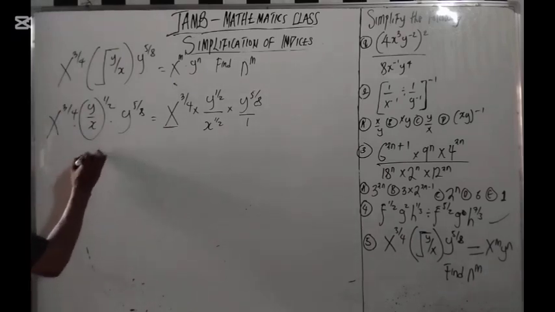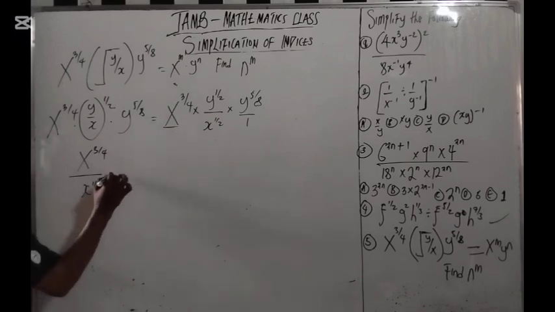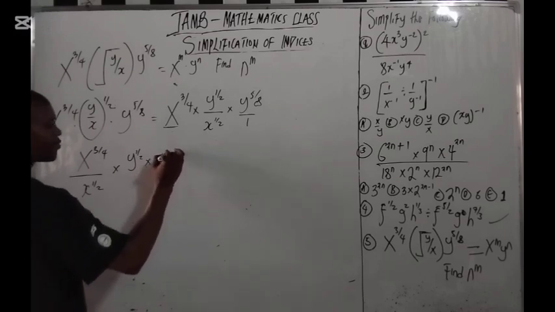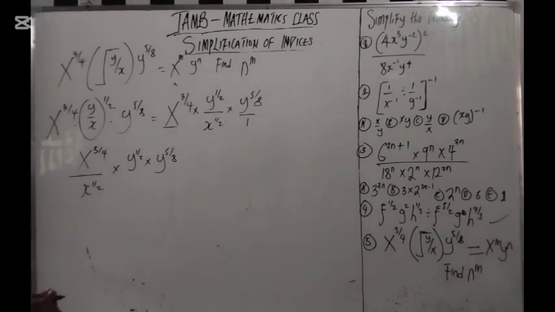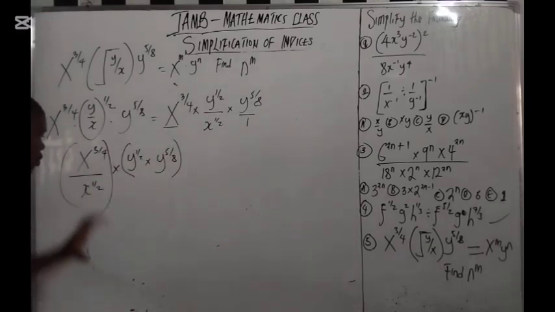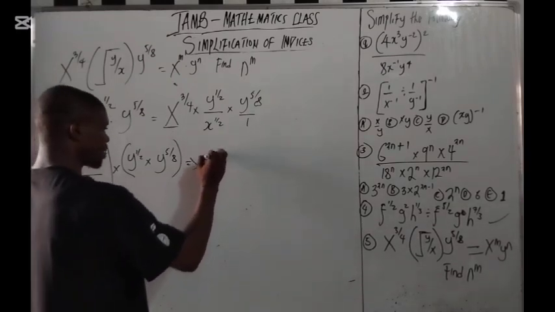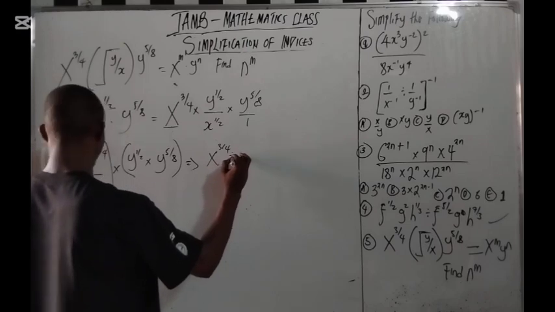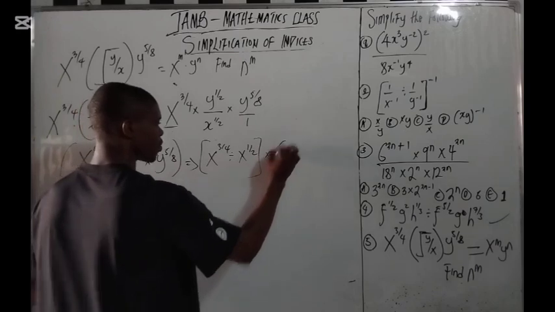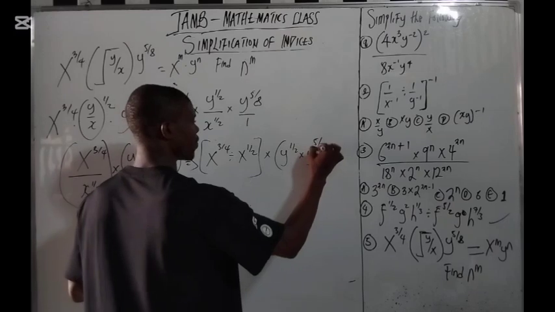So now I have x 3/4 over x 1/2, right? Times y 1/2 times y 5/8. Can you see that? So here we have this guy, and here we have this one. Is it clear? So now let's evaluate each one here. So this one you can see here is also the same as x 3/4 divided by x 1/2, right? Times y 1/2 times y 5/8. Can you see that?